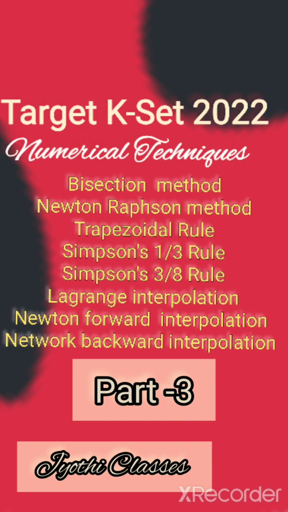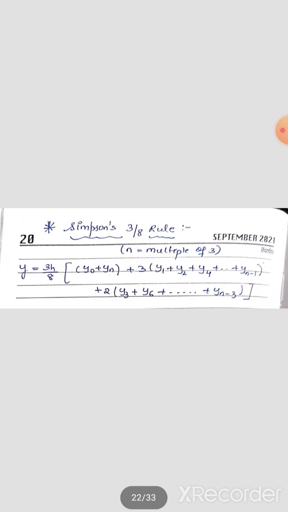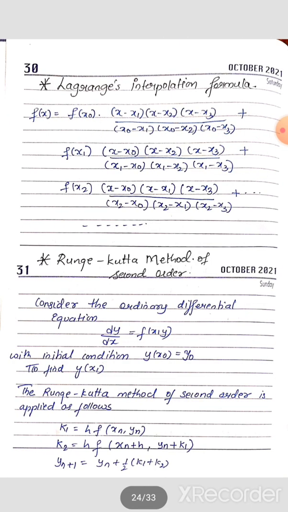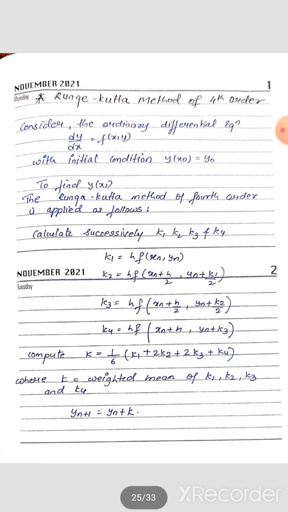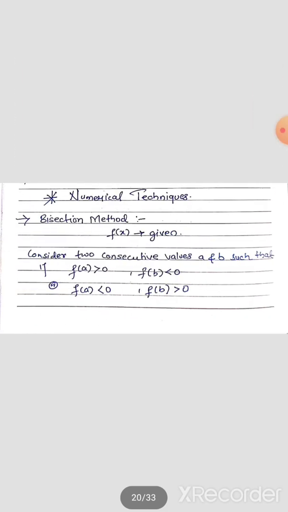Since we are aware of different types of numerical techniques, the first one is the bisection method, then the Newton-Raphson method, the trapezoidal rule, Simpson's 1/3rd rule, Simpson's 3/8 rule, Newton's forward interpolation formula, Newton's backward interpolation formula, Lagrange interpolation formula, Runge-Kutta method of second order, and Runge-Kutta method of fourth order. Let us learn this much for today, and for the remaining part we will go through whatever is there in our syllabus.